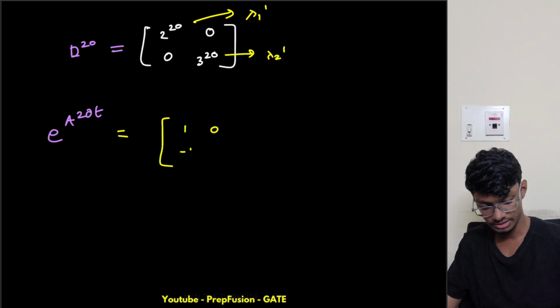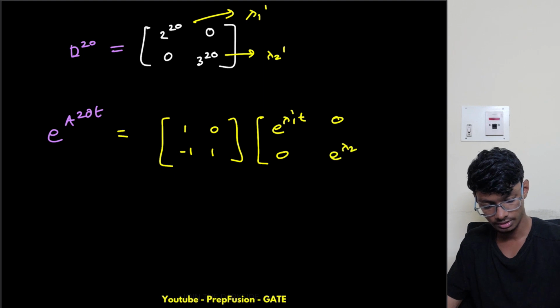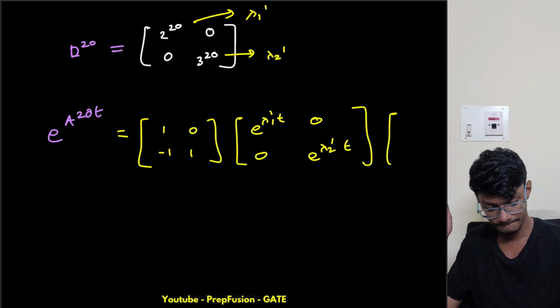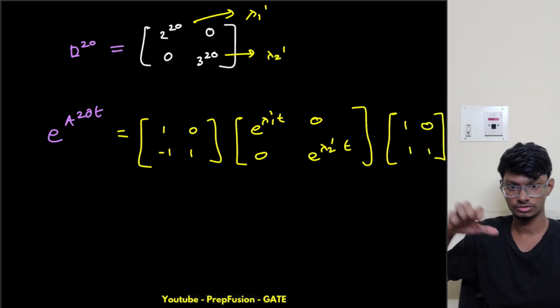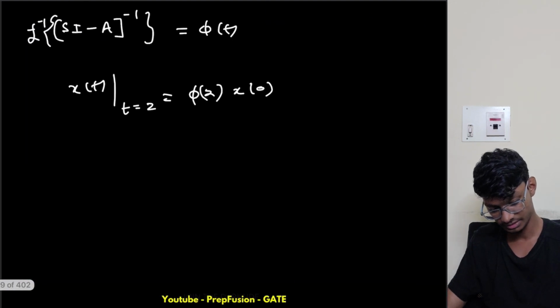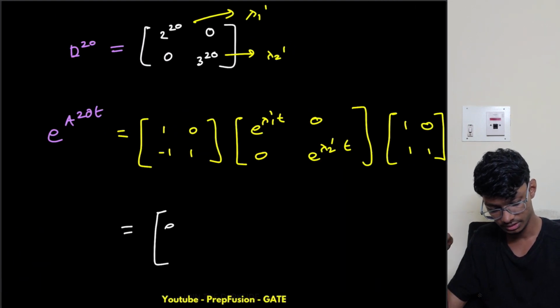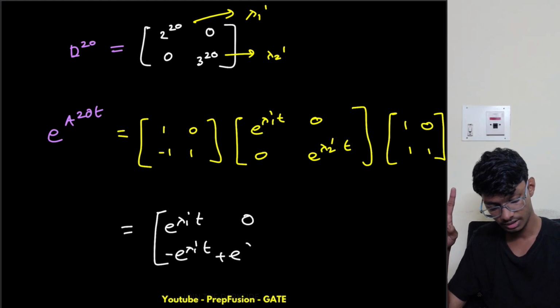My eigenvectors again will remain the same: 1 0, then e raised to power lambda 1 dash t, 0, 0, e raised to power lambda 2 dash t, and then the inverse, which is 1 1, 0 1. Now you simply solve this again. It is getting repeated, so I will write the final expression: the first element is e raised to power lambda 1 dash t, this is 0, and this is minus e raised to power lambda 1 dash t plus e raised to power lambda 2 dash t.